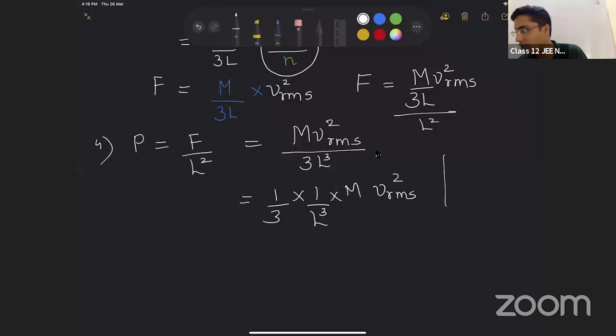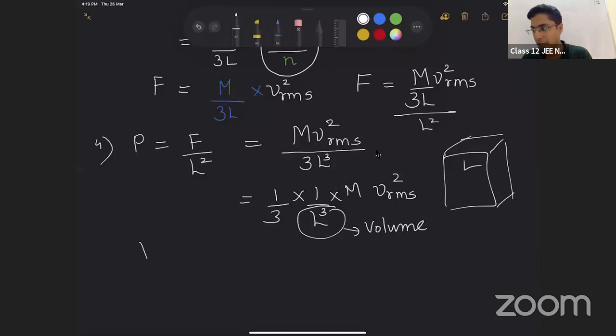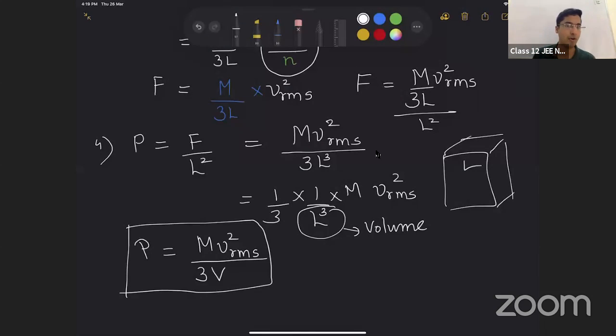Now for a box of length L, what is L cube? L cube is the volume. So pressure now becomes m Vrms square divided by 3 times volume. This is the derivation that I said I will do. I hope you now totally understood what I tried to do here.